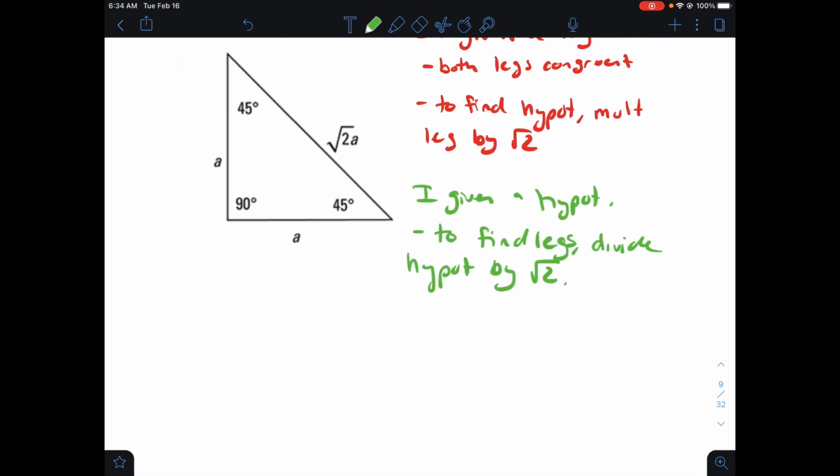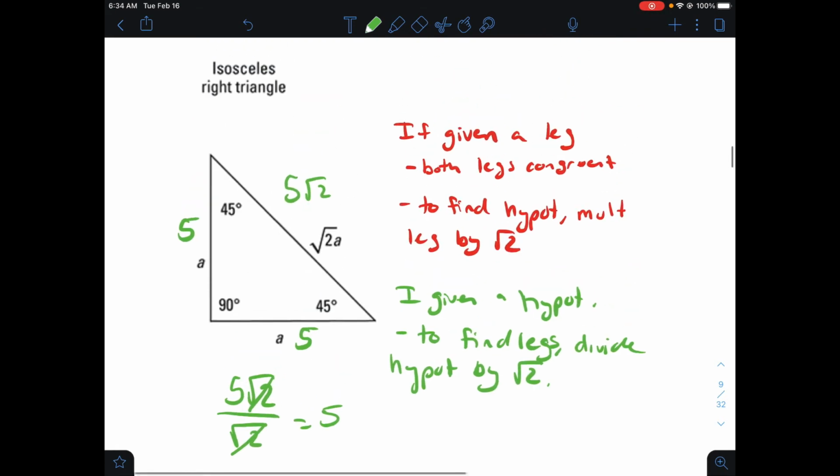So for example, if this, oop, that is my alarm. Let's say this is 5 root 2. If I wanted to find my legs, all I need to do is divide by root 2. So I would do 5 root 2 divided by root 2, which would give me 5. So my legs are 5 each. So hopefully this will help you out here.